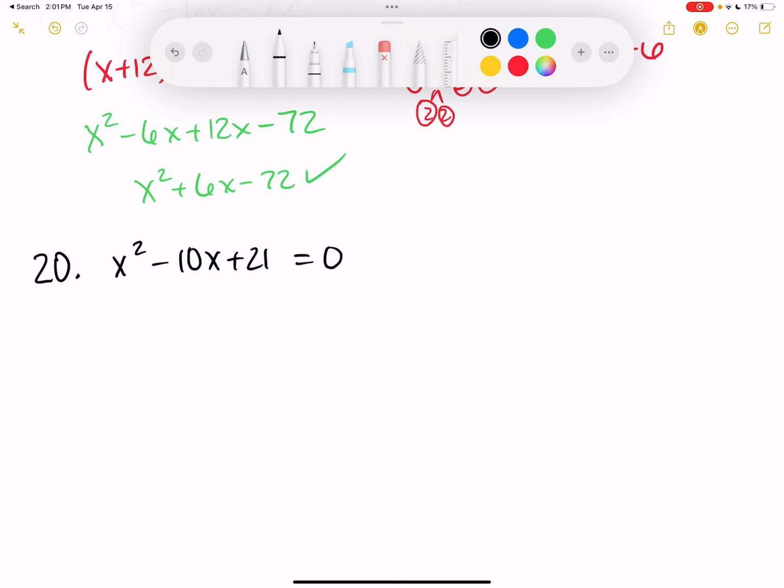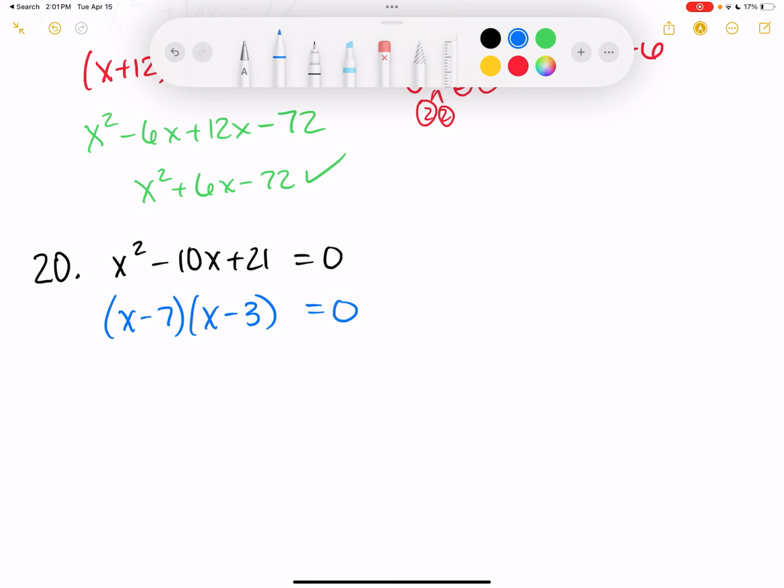But I need to factor this first. So I need factors of 21 that give me negative 10. What would that be? Negative 7 and negative 3. Yep, negative 7 and negative 3. So x minus 7 and x minus 3, and it's equal to 0.